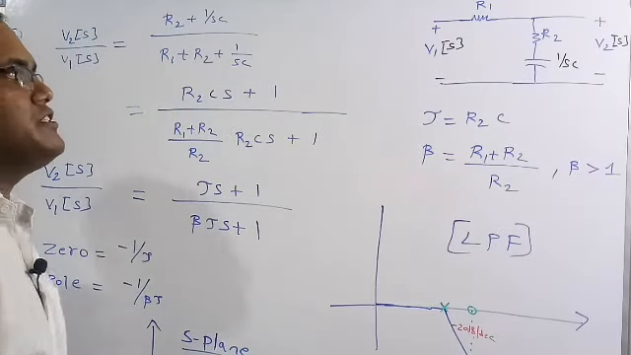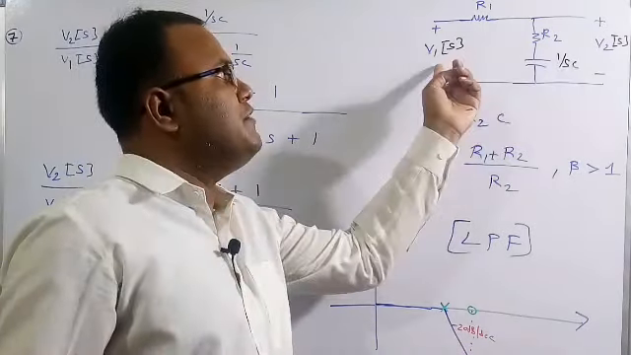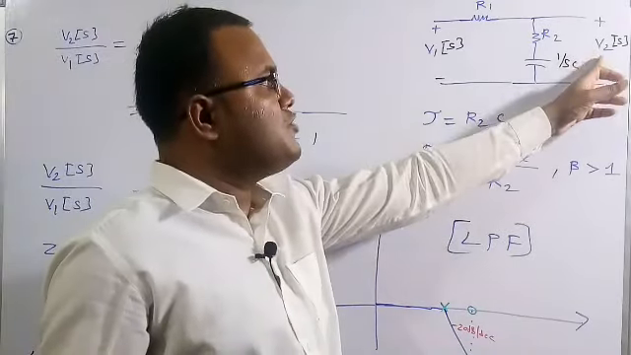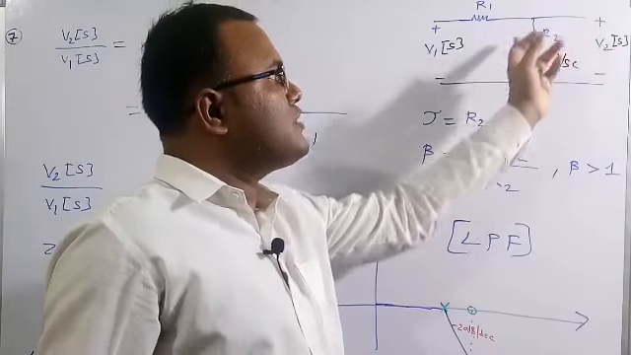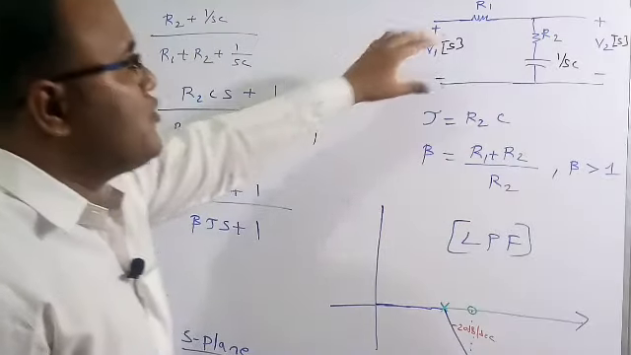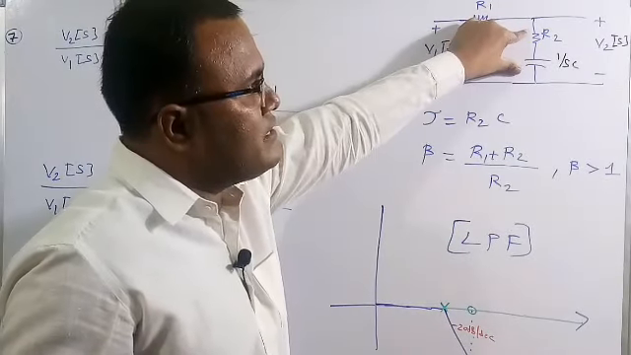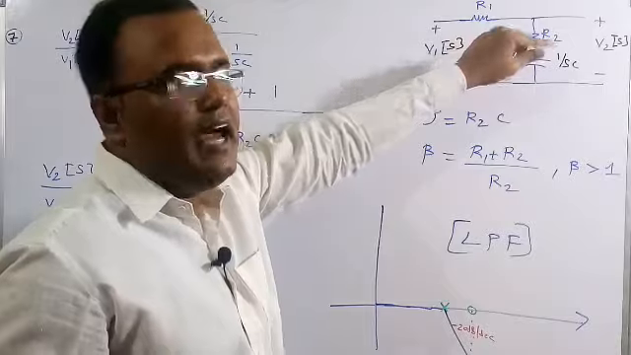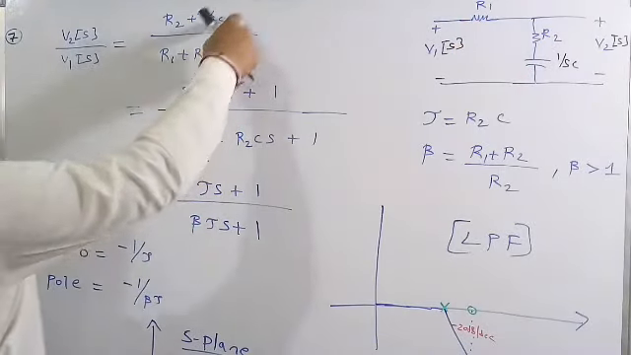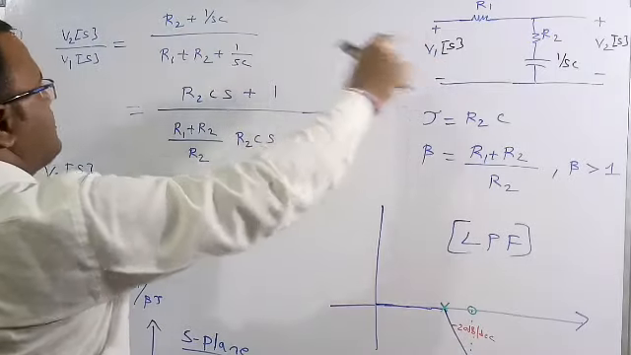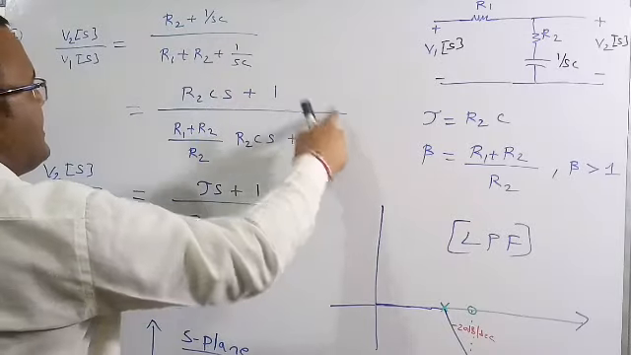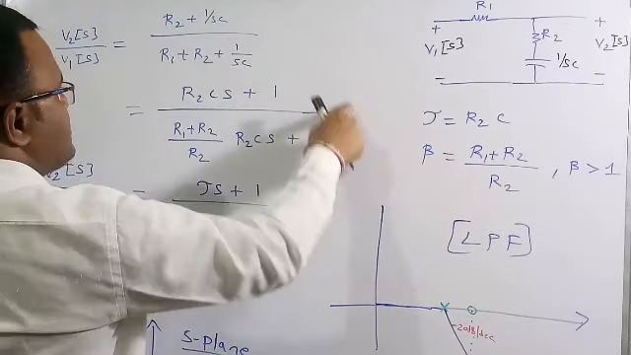Here I am going to find V2 of S by V1 of S. It's like the voltage division principle. So V2 of S by V1 of S is equal to the resistance across the output terminal by the total resistance in the network. The resistance of this branch is R2 plus 1 by SC and the total is R1 plus R2 plus 1 by SC. That is what I have given here. After simplifying this expression, we are going to get it in this fashion.